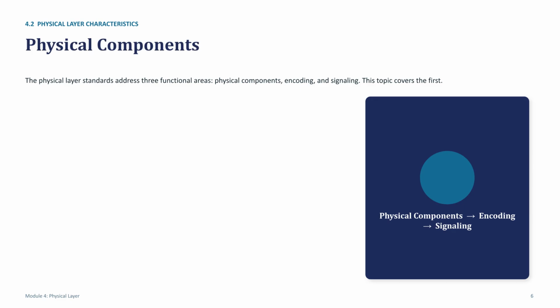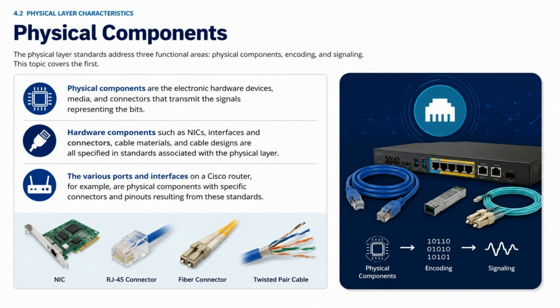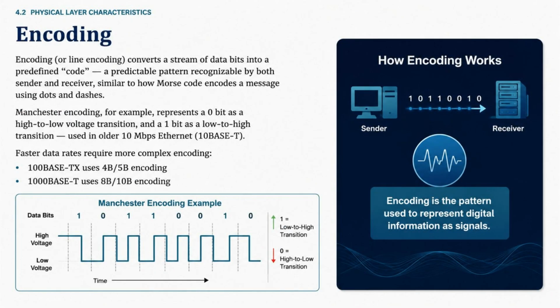Physical components are the actual hardware, NICs, interfaces, connectors, cable materials, and designs. A router's ports and connectors are a direct result of these standards. Encoding converts a stream of data bits into a predictable pattern both sender and receiver recognize, similar to Morse code. Manchester encoding, voltage transitions representing zeros and ones, was used in old 10 megabits per second Ethernet. Faster speeds need more complex schemes like 4B/5B for 100BASE-TX and 8B10B for 1000BASE-T.